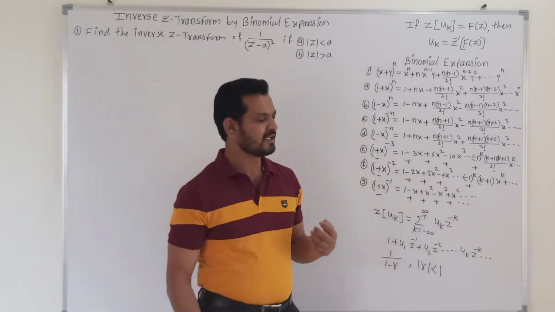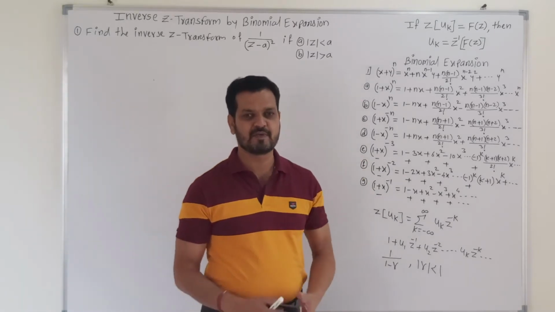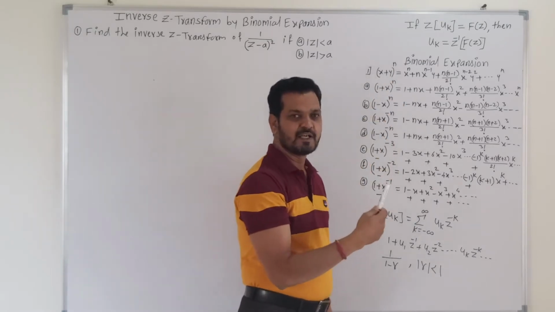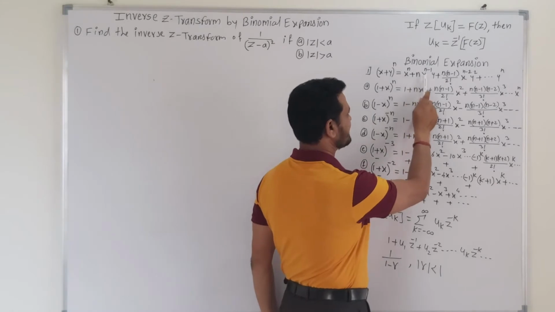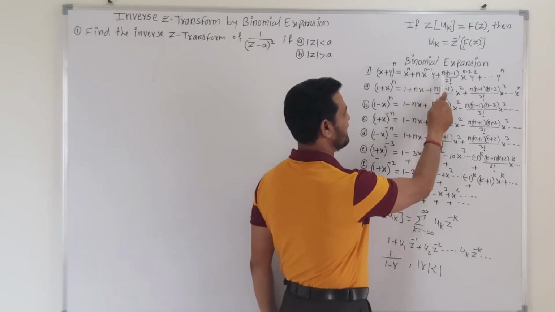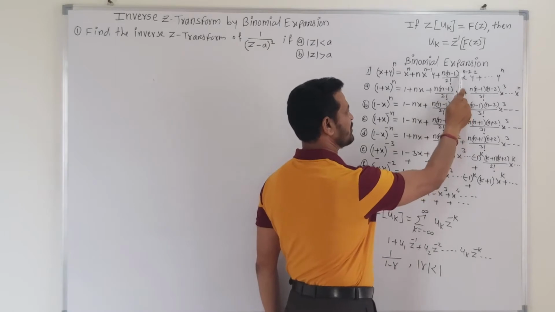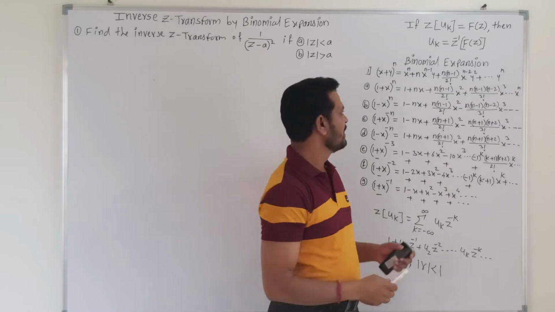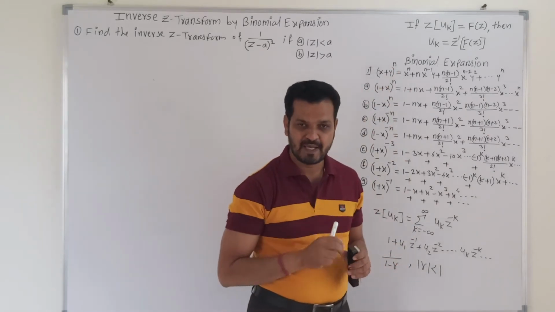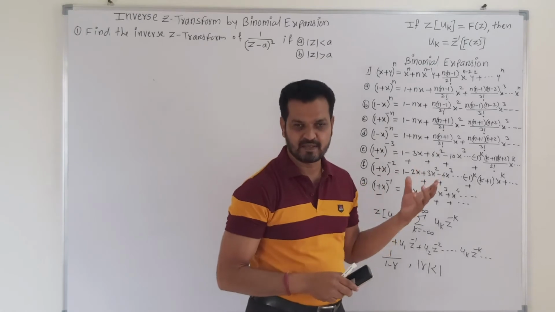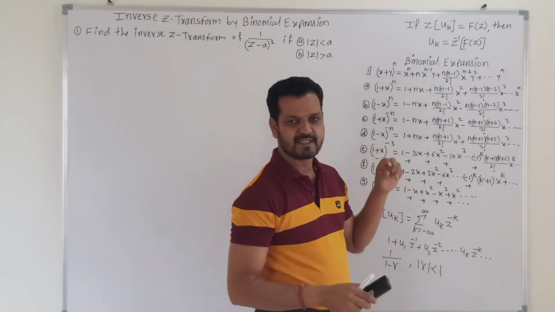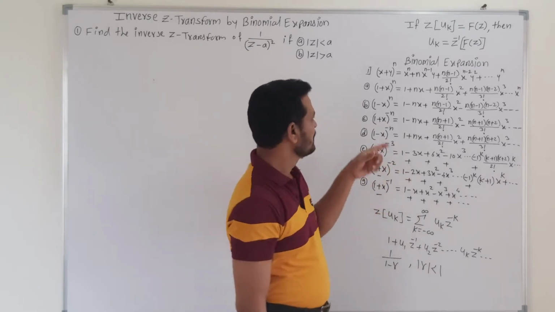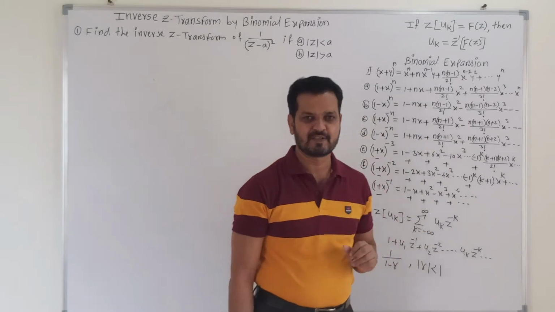Now friends, let's try to understand the concept of binomial expansion. Binomial expansion says that x plus y raised to n is equal to x raised to n plus n x raised to n minus 1 y plus n into n minus 1 by 2 factorial x raised to n minus 2 y square and so on up to y raised to n. Here the value of n is a positive integer and we get n plus 1 terms in this expansion. Everywhere, if we take the sum of the powers of x and y, that sum is equal to n. So this is the standard binomial expansion theorem.